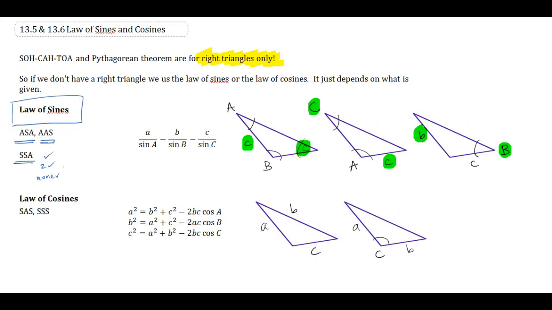So if you ever get your magic pair, use the law of sines, use two of these fractions at a time, and you'll cross multiply and you'll solve, and life will be good. So I don't know which two we'll be using. It depends on the problem, but we will do that.